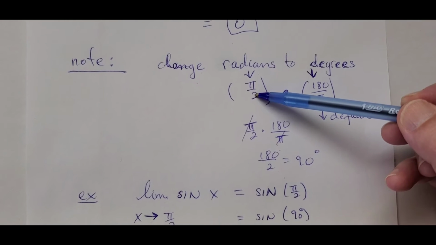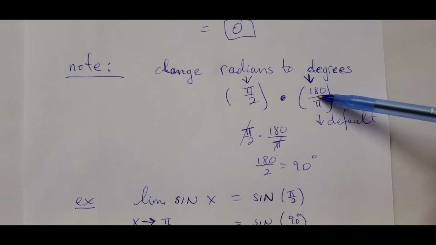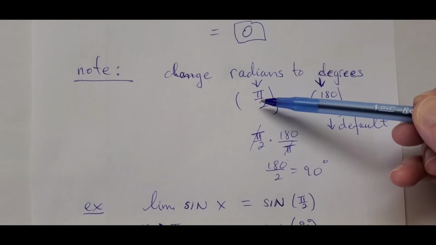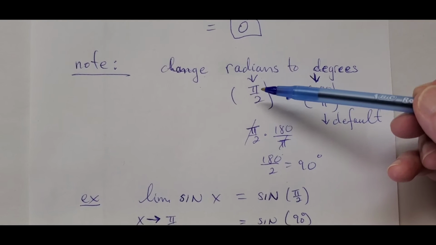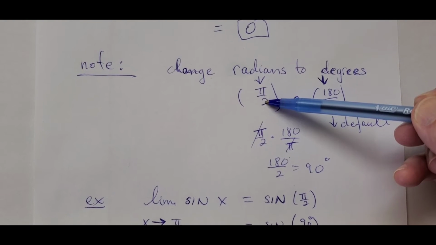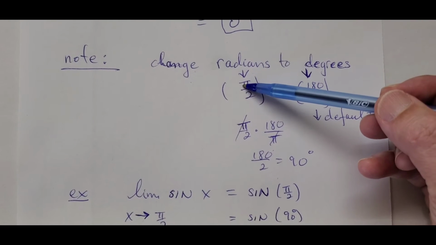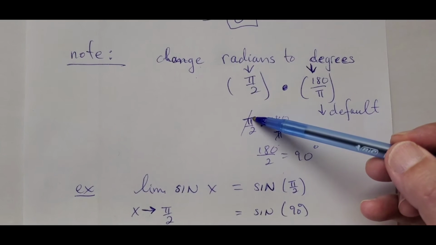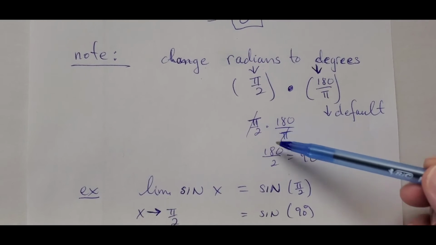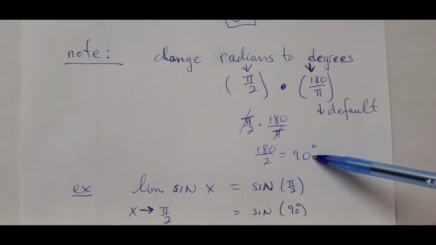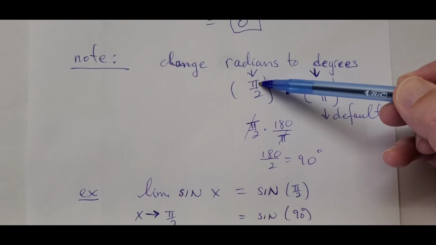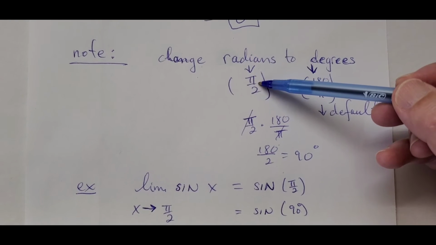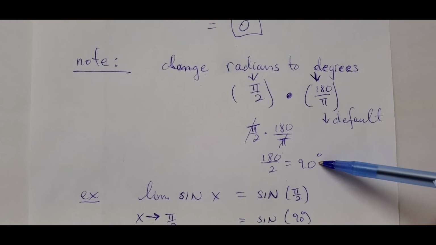So take pi over 2 times this. I randomly chose pi over 2; I could pick any radian I want. All you have to do is take this value and multiply by 180 over pi. As you can see, the pi gets canceled, so I have 180 over 2, which is 90 degrees. So pi over 2 is the same as 90 degrees.